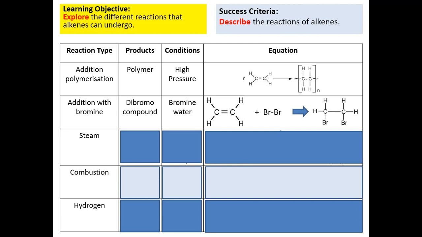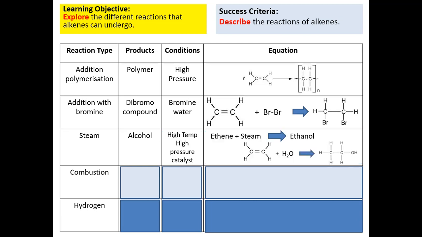So steam, alkenes plus steam give an alcohol, and you need high temperature, high pressure, and a catalyst. And your equation, so I've got both the word equation and the displayed formula so you can see exactly what is happening. So ethene plus steam would give ethanol, which is an example of an alcohol. So you've got your ethene there with your double bonds in the middle, your water, the double bonds opened to make what looks a bit like an alkane, only it's got OH on the end instead. That's your alcohol functional group.